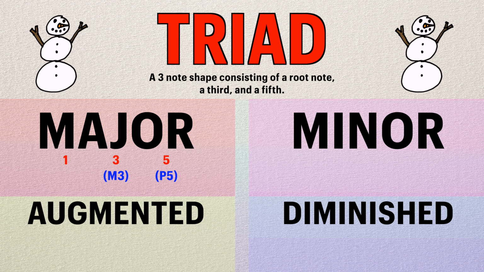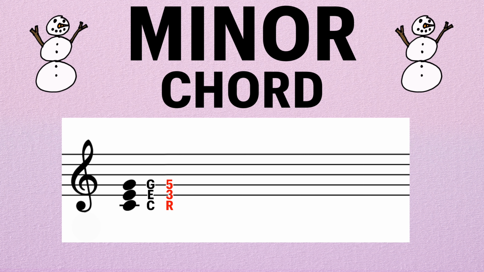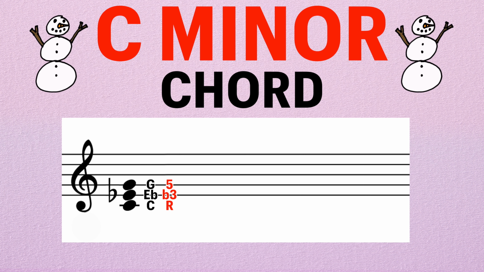Our next type of triad, the minor chord, is only slightly different. In the minor chord, you actually take that third and you lower it a half step. So in our example, it would not be C, E, G, but C, E flat, G. And this flatted third is also referred to as a minor third in the interval world.